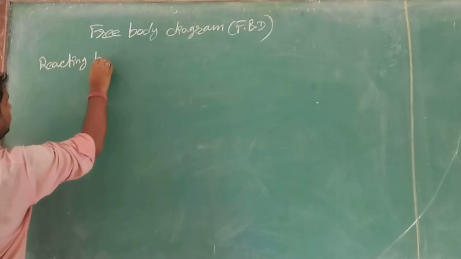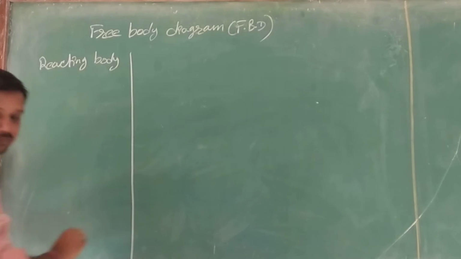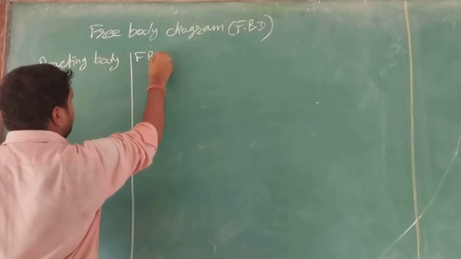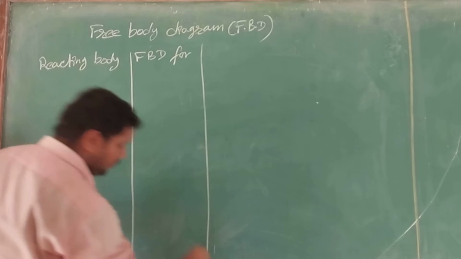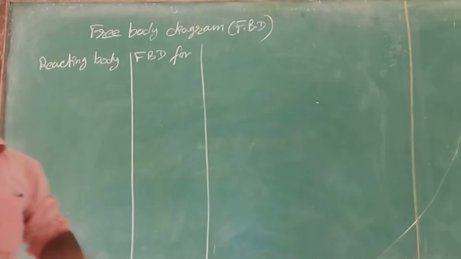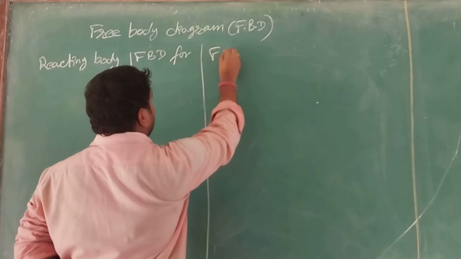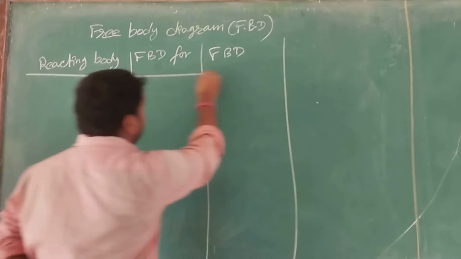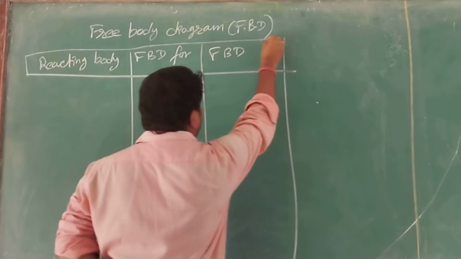Reacting body. First one is the reacting body. Second one is called FBD required for, which object. And the last one is the FBD diagram. So here we have three columns. This FBD diagram is very important.